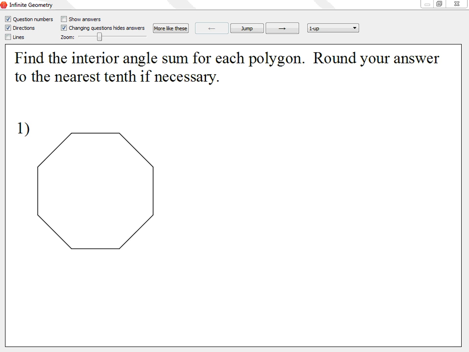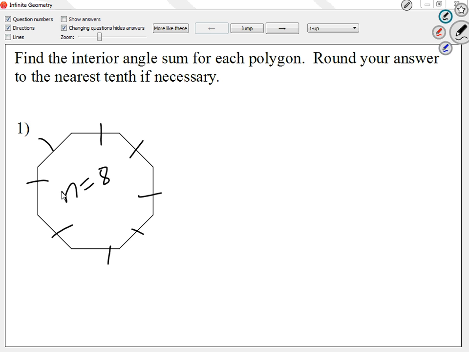So looking at questions 1 through 10, it says find the interior angle sum for each polygon. Round your answer to the nearest tenth if necessary. So we're going to add the angles on the inside. Obviously, I'm not going to ask you to measure them and then add them up. What we're going to do is count how many sides we have, which is also the same amount of angles. So question number 1, I have 1, 2, 3, 4, 5, 6, 7, and 8.